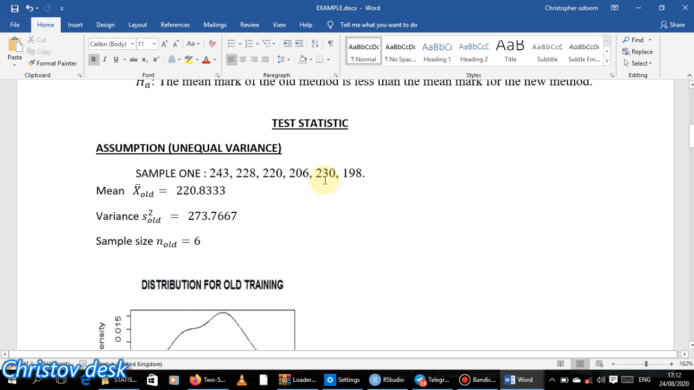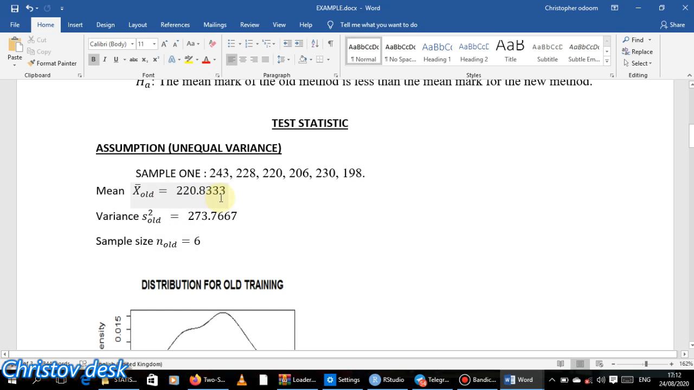So this is sample one, this is a data point. We need some items from this data: we need the mean, which we have to calculate, we need the variance, which we have to calculate, and we need the sample size. So the sample size, just how many are they? 1, 2, 3, 4, 5, 6.